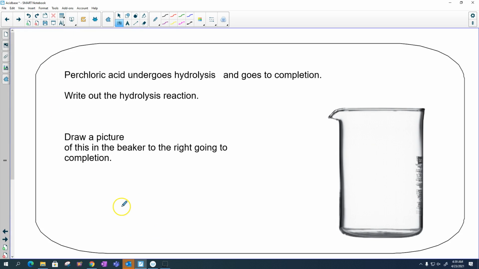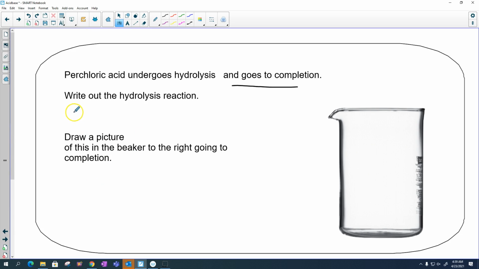Perchloric acid undergoes hydrolysis, and it goes to completion. Again, that's a little bit of a harbinger of things to come as far as applying some of the equilibrium ideas we had from the last chapter to this one. But this is going to completion. Write out the hydrolysis reaction. Okay, pause the video, and let's write it out.